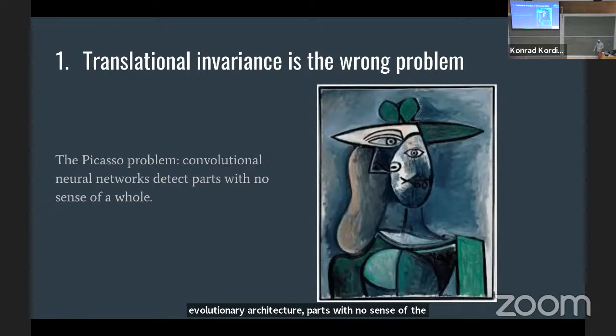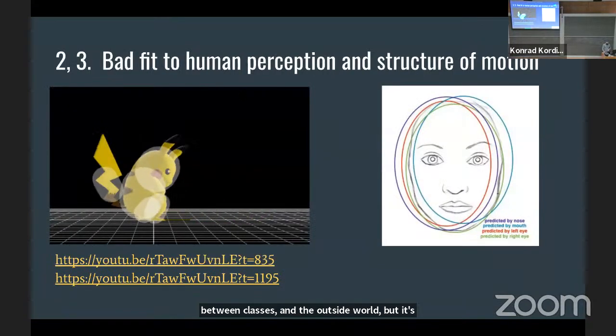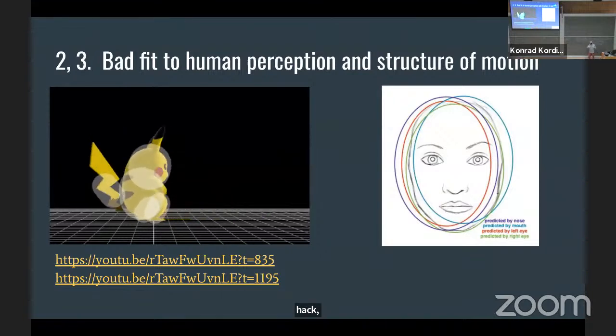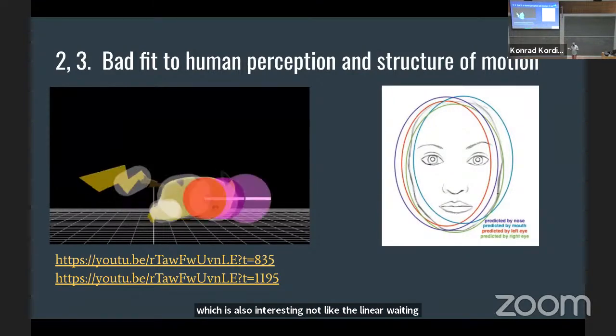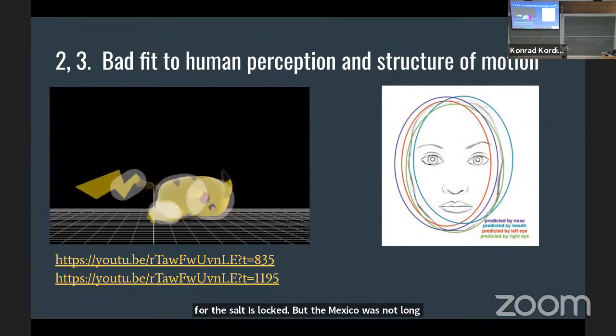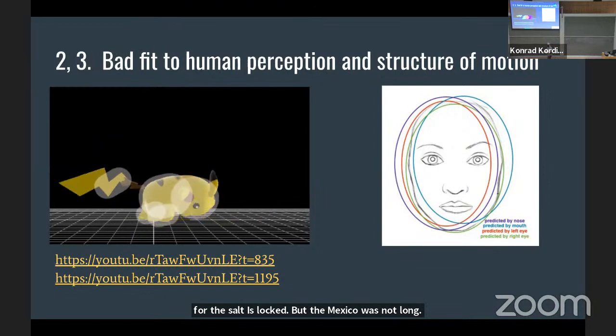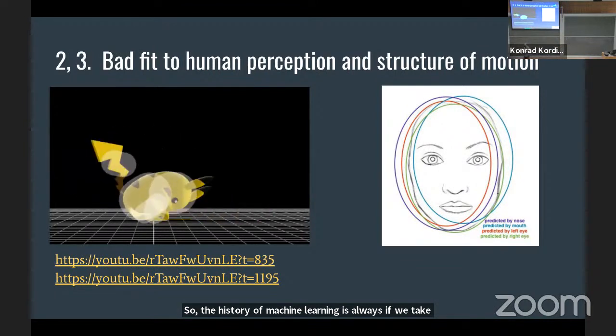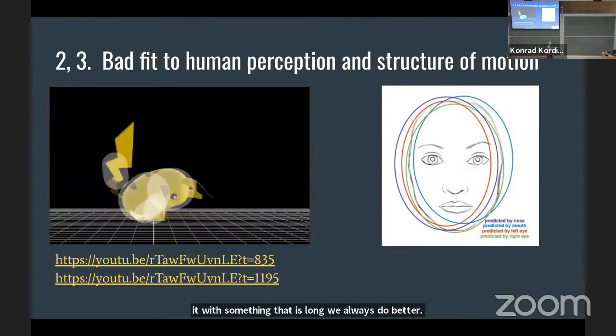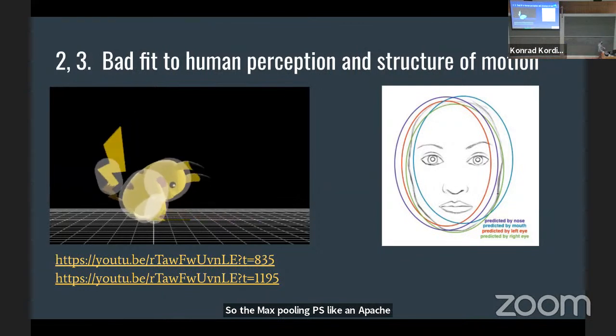Now, it's not entirely the case, because you can use the edge effects, a neural network can distinguish between Picassos and the outside world. But basically, the max pooling is kind of kludgy. It's kind of a hack. Which is also interesting. The linear weighting for the filter is learned, but the max pool is not learned. So the history of machine learning is always: if we take something that is designed by a human and we replace it with something that is learned, we always do better. So the max pooling appears like an opportunity to do something better.